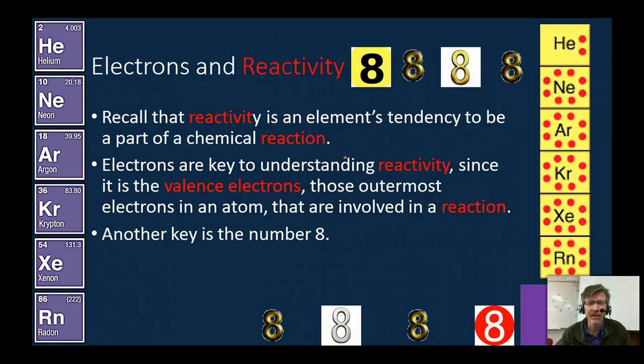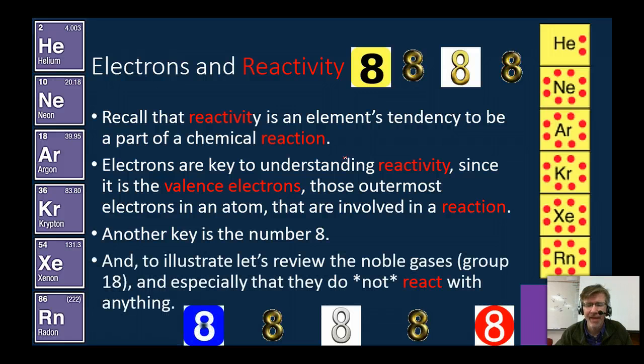A key to electrons and reactivity is the number 8. Very subtle here on the slide, trying to remind you of that. And then in particular, we start with the noble gases. Group 18, far right of the periodic table. We especially want to say that they do not react with anything. And so why is that? What's up with that? And notice here, when I look at them, there's some trend going on.